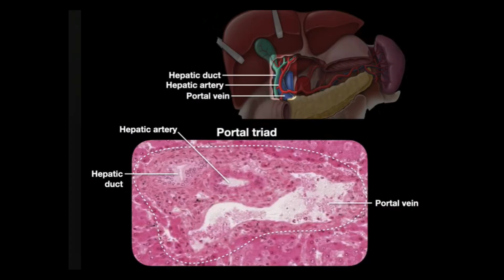Now you can see here on the liver H and E stain, what you're seeing down here is the portal triad. On the portal triad, you can see the portal vein here. This will be the hepatic artery, and this would be the hepatic duct itself.